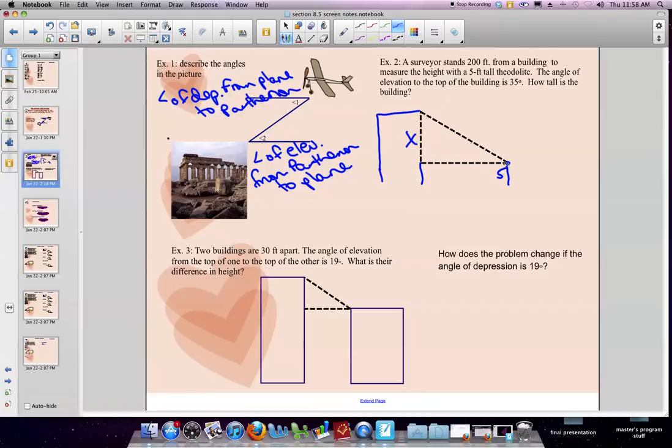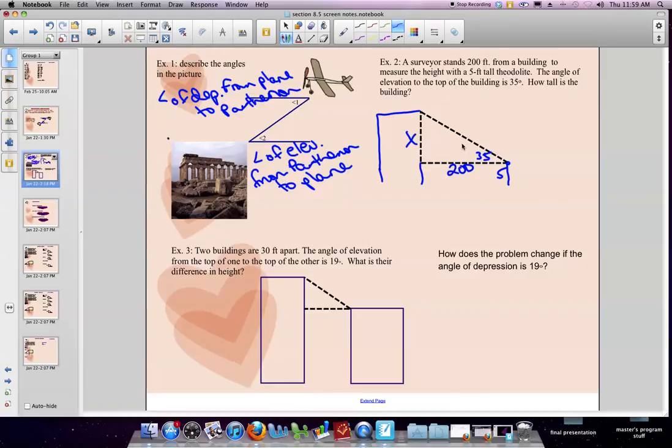So from the surveyor, we are looking up at a measure of 35 degrees. That would be this angle right here. Notice it makes a nice right triangle. When we go to find out how tall the building is, we're going to have to set up a mathematical problem. I know that the surveyor's 200 feet from the building, so I'm going to put the 200 right here because that shows the distance between the building and my person surveying.